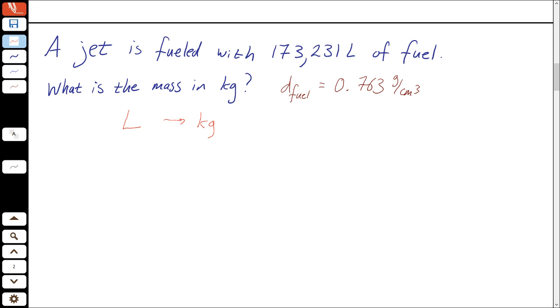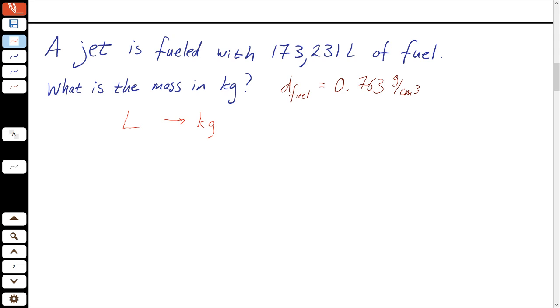Then I'm going to look at my problem and think about, do I have a direct conversion here from liters to kilograms? Because that would make this really, really easy. We just do it and we're done. So do we have a direct conversion between liters and kilograms? In this case, we don't. We have a relationship between grams and cubic centimeters, but not liters to kilograms.